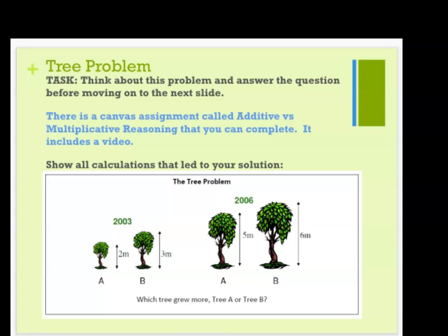tree problem. So it asks you to look at these trees. There's 2 trees, tree A and tree B, and they're measured in 2003 and 2006, and it asks you which tree grew more, tree A or tree B. So try that problem, think it through. You can continue to go through the slides. That tree problem is an assignment with a video on Canvas for you to complete.